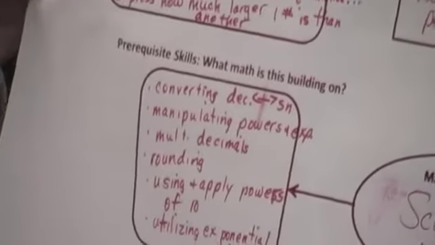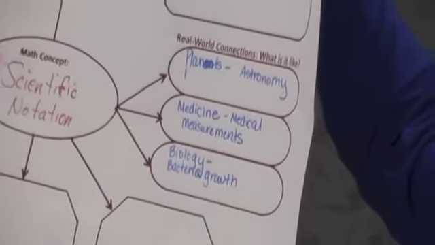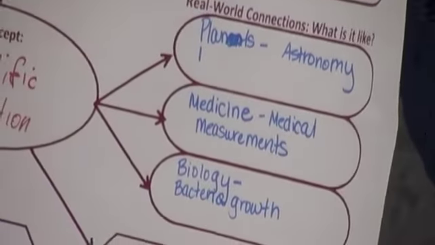Possible misconceptions: assuming that the exponent deals with the number of zeros rather than the number of places that the decimal point is moving, and also that negative exponents make the numbers negative, which they don't.